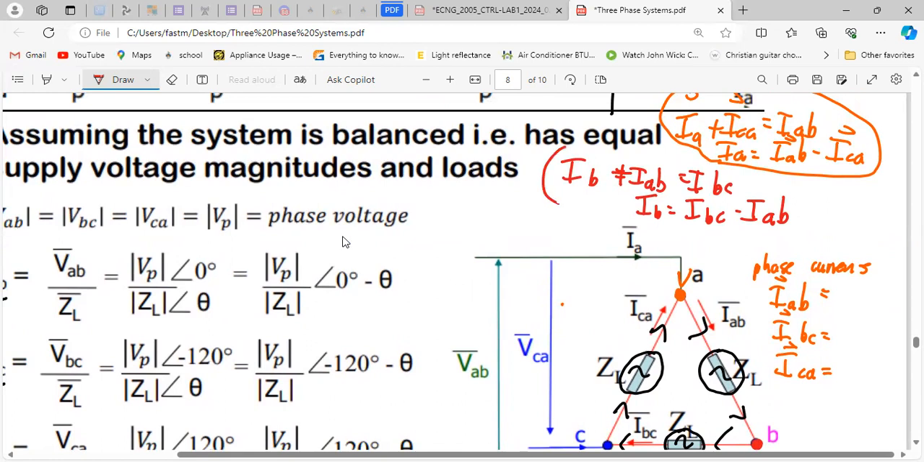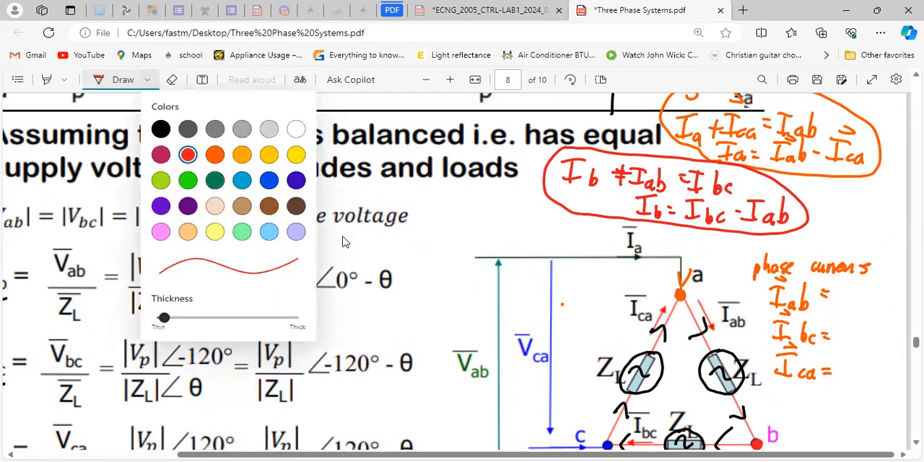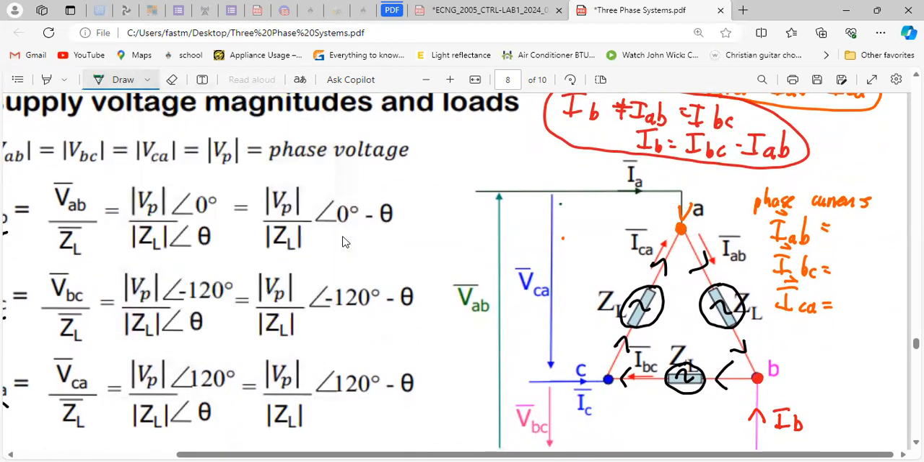Yeah, and that is the second one. Right, and the last one is the IC phase. So IC. So C is here, right? And the same idea, the sum of the current going in is equal to the sum of the currents leaving, right? So IC plus IBC can go in, and that is equal to ICA leaving.